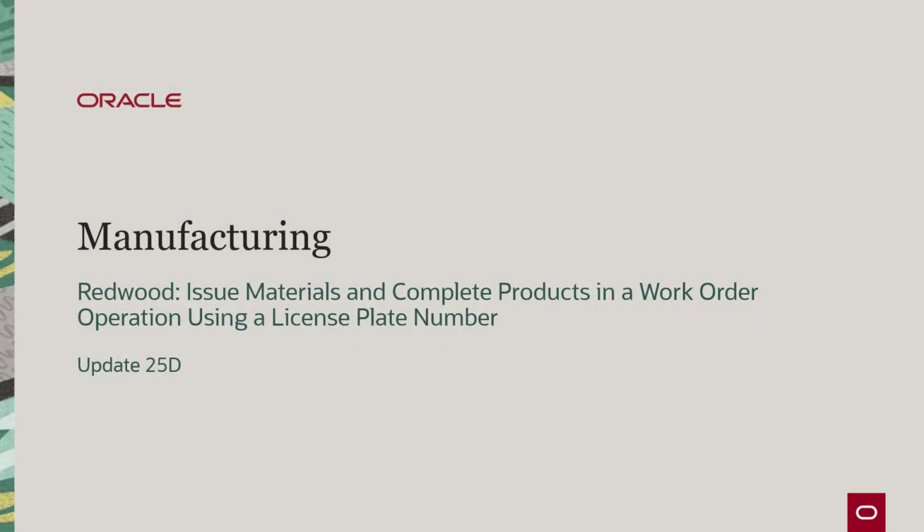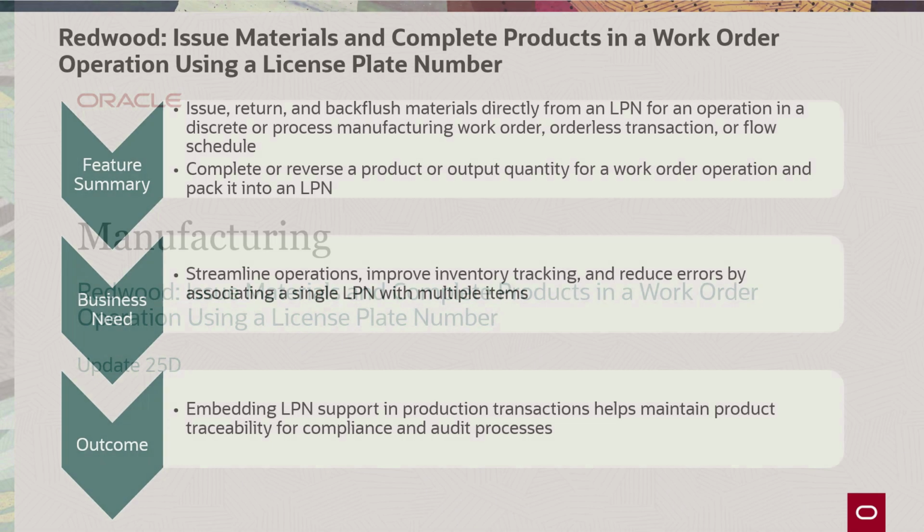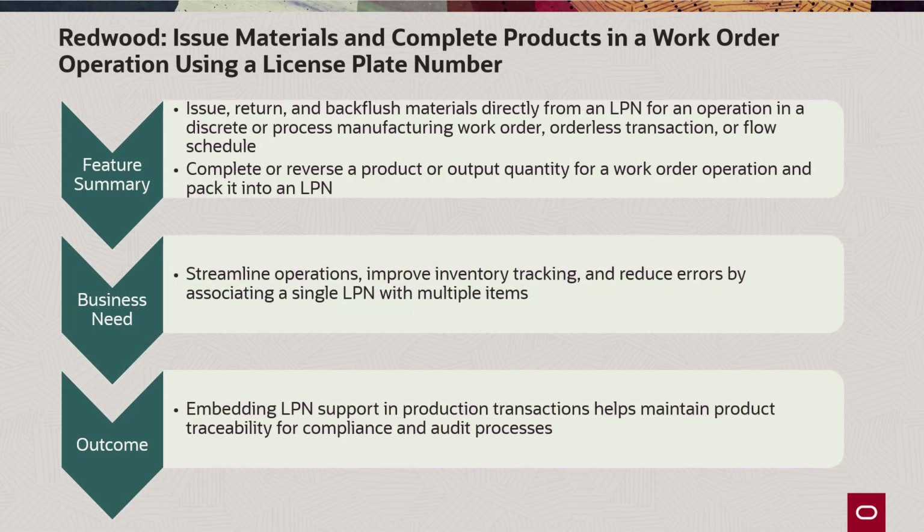Welcome to the demo of the 25D feature, issue materials and complete products in a work order operation using a license plate number, in Oracle Fusion Cloud Manufacturing. With this feature, you can issue, return, and backflush materials directly from an LPN for an operation in a discrete or process manufacturing work order, orderless transaction, or flow schedule.